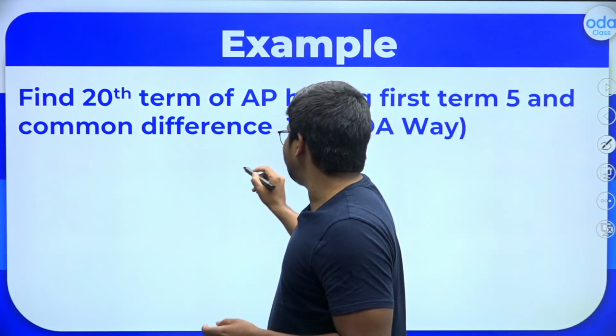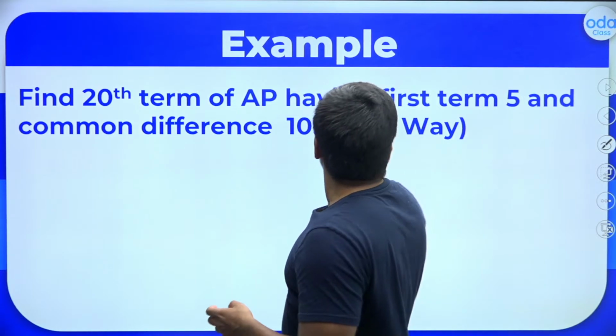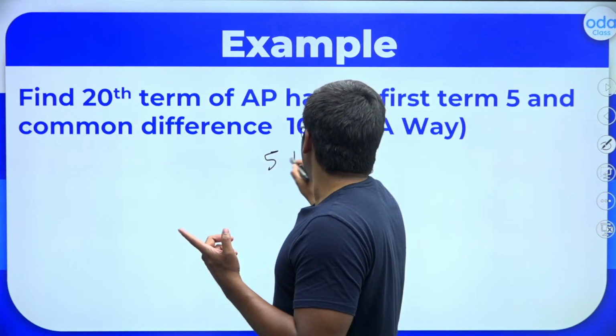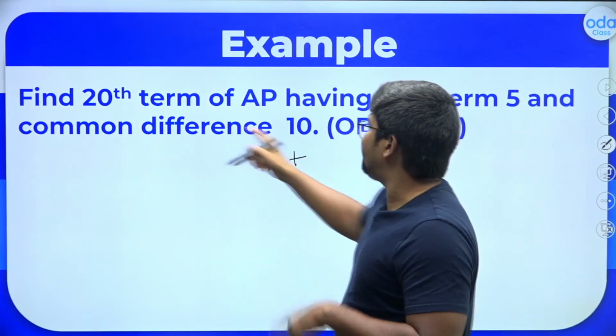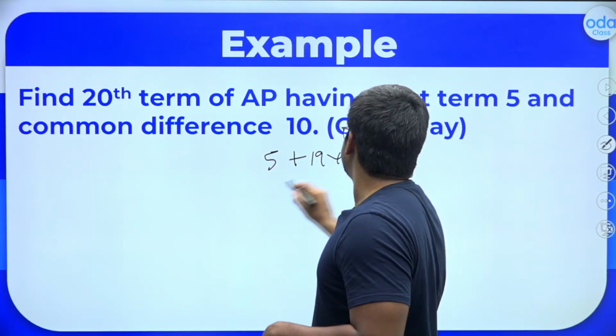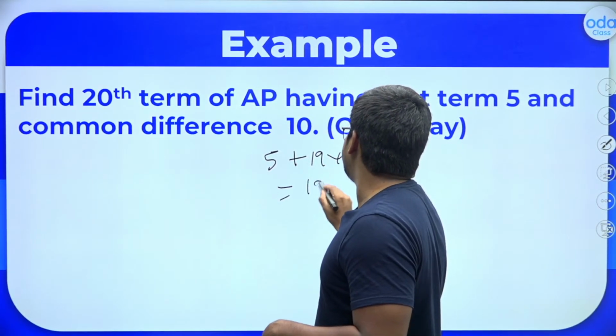You need the 20th term, right? So what we do to the first term. What is the first term? 5. To the first term, you have to multiply it with 1 less than 20. That is 19 into common difference, which is 10. So it should be 5 plus 190, which is 195.